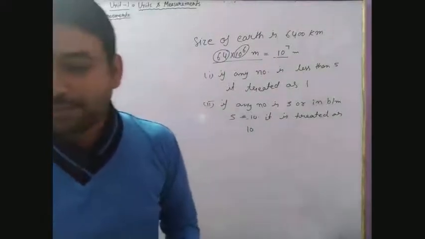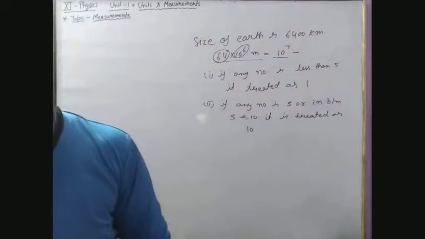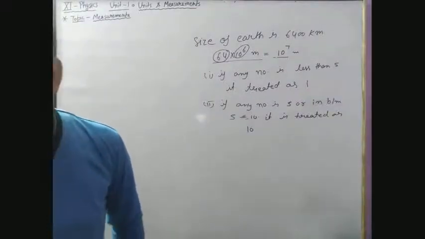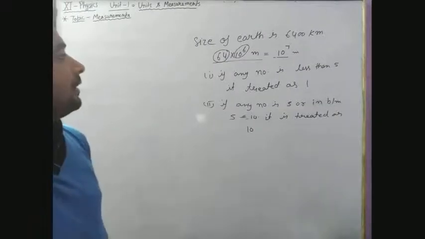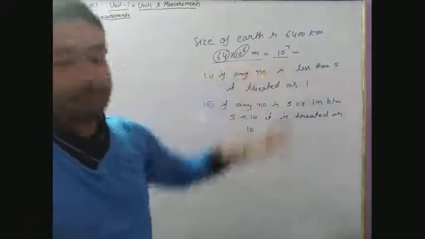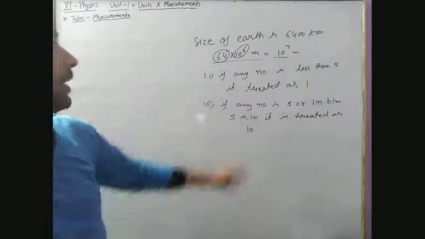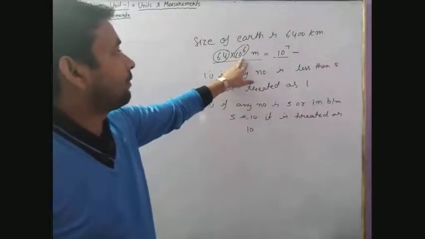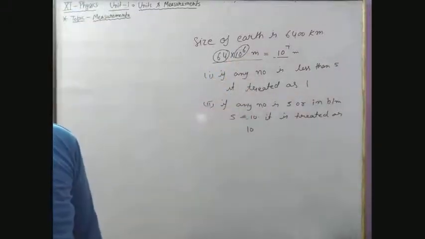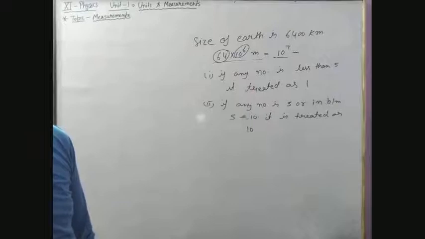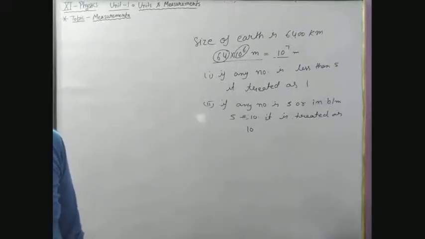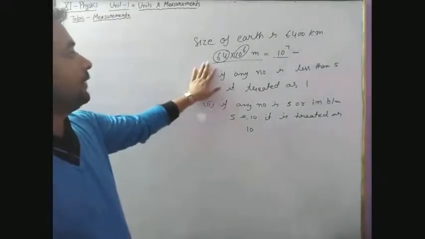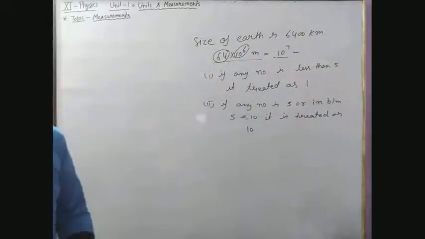So simply, what is order of magnitude? You can write that the order of magnitude of a quantity is the power of 10 which gives us the value nearest to the actual value of the quantity. Okay.